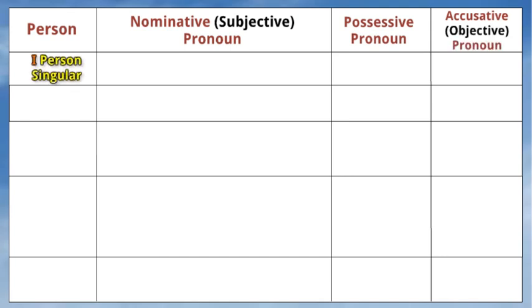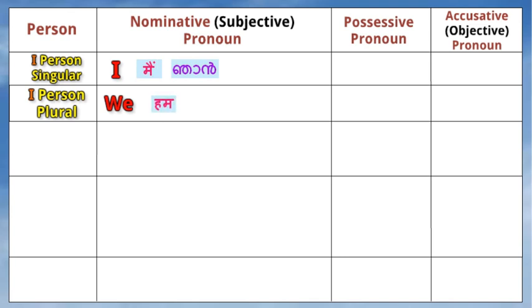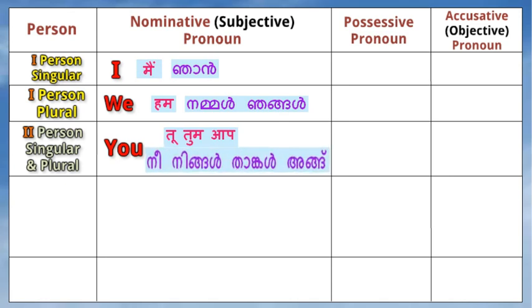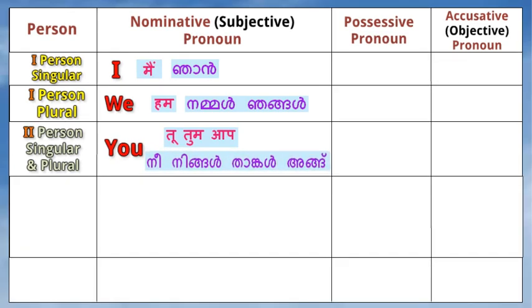First person singular, I, yani मैं, എന്തെന്നാൽ ഞാൻ. First person pronoun plural, we, yani हम, എന്തെന്നാൽ നമ്മൾ, ഞങ്ങൾ. Second person pronoun singular and plural, you, हिंदी में तू, तुम, आप, മലയാളം में നീ, നിങ്ങൾ, താങ്കൾ, അങ്ങ്.